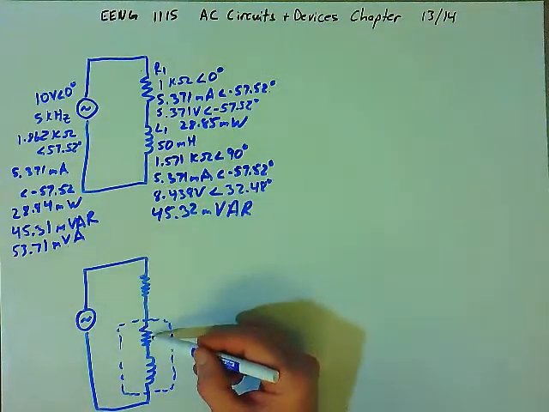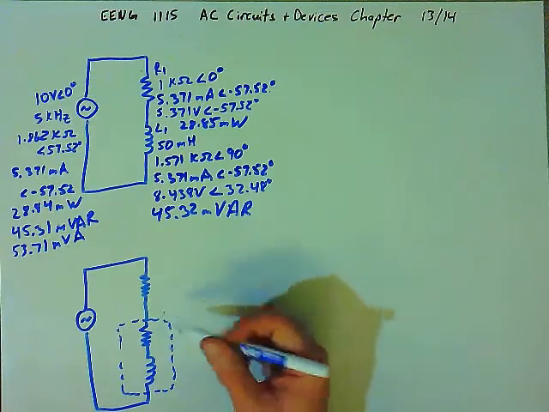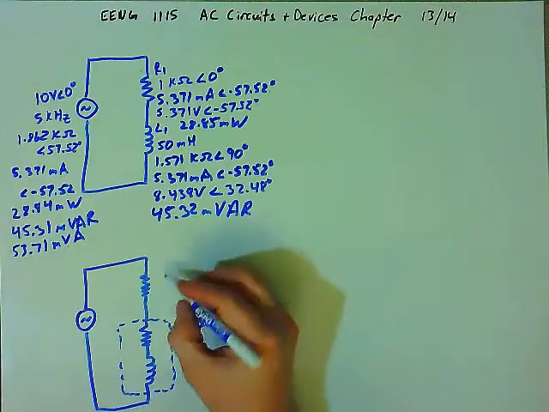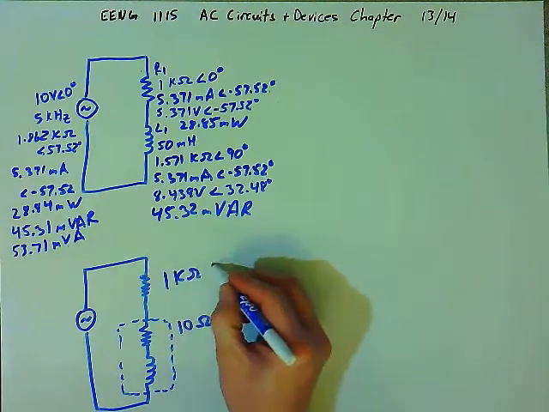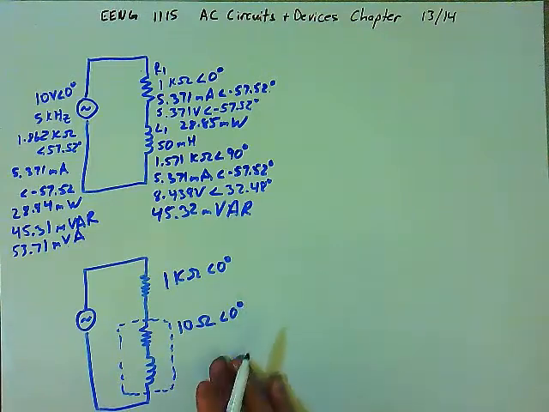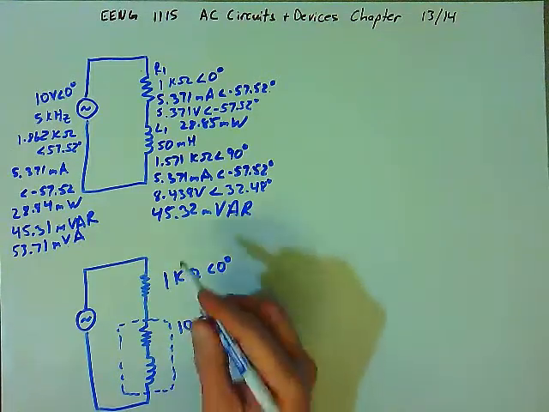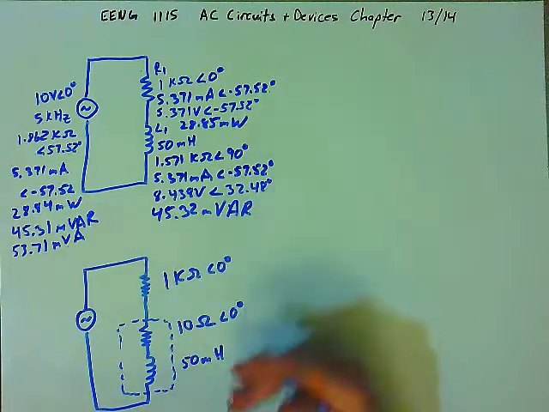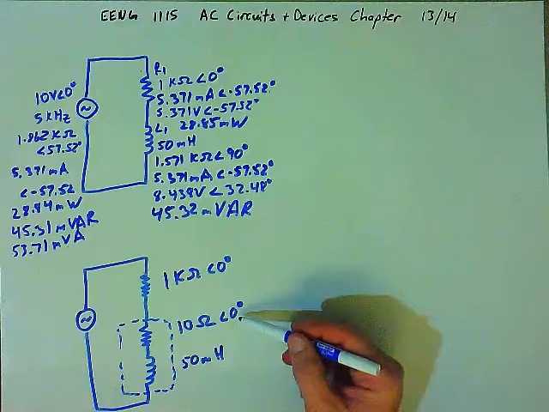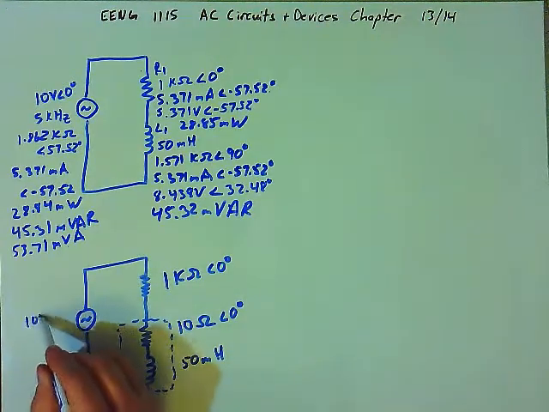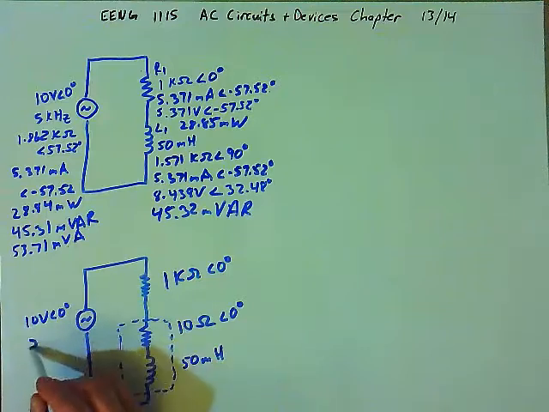There is some resistance here. It's small. It's very small. For example, maybe it's 10 ohms. It's only 10 ohms. Okay, and so we have 1 kilo ohm resistance at 0 degrees. Resistance is always at 0 degrees, and the inductance is 50 millihenries. Right. So it's the same circuit, but now we're considering the actual resistance of the inductor, and we still have a 10 volt source here at 0 degrees at 5 kilohertz.